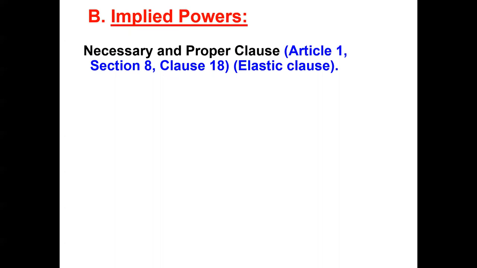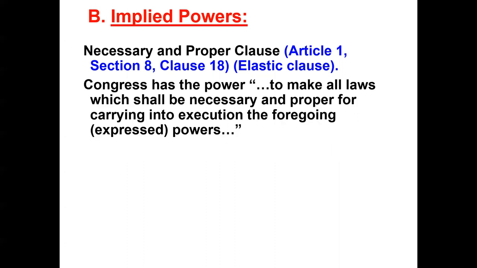What about implied powers? Let's look at some examples here. According to Article 1, Section 8, which is called the Elastic Clause, this is what it says. Congress has the power to make all laws which shall be necessary and proper for carrying out into execution the foregoing. Foregoing here means express powers. Whatever it takes, that's implied. Whatever it takes to carry out the delegated powers. And I will give you some examples. Here are the examples.